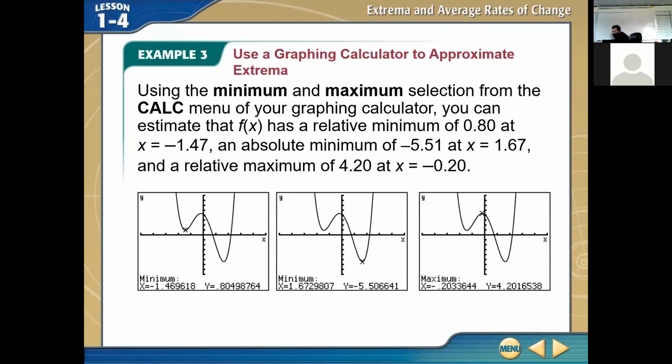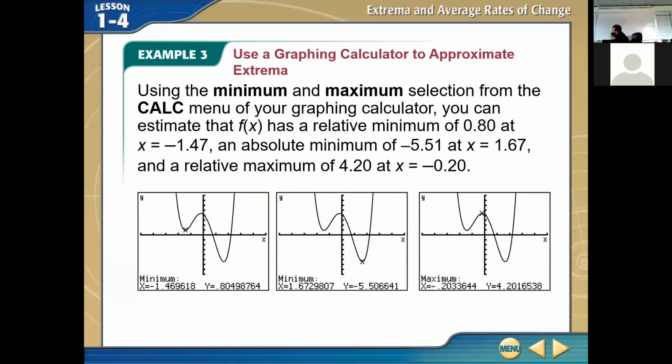The TI-83 makes it fairly simple. What you got to do is it's going to ask for a left bound and a right bound. Just make sure that you're to the left of your extrema point when it's asking for the left bound, and to the right of your extrema point when it's asking for the right bound.